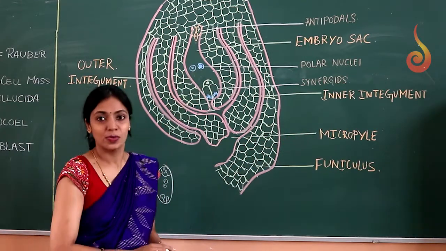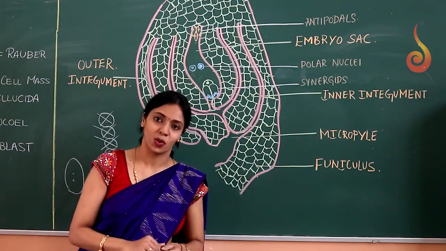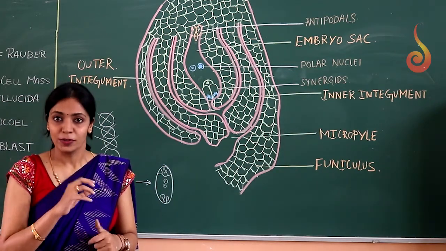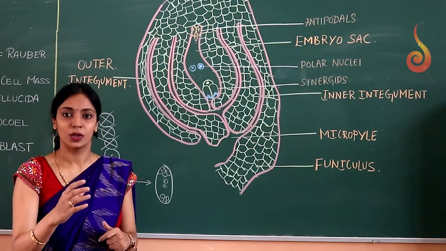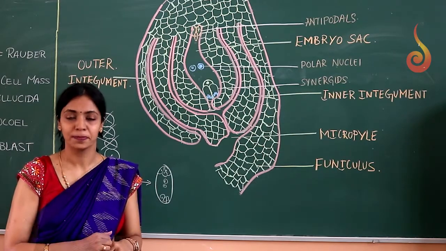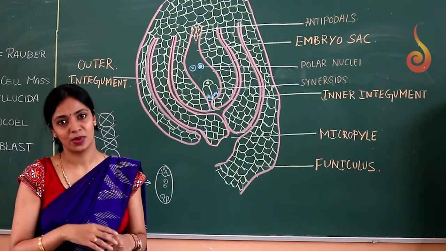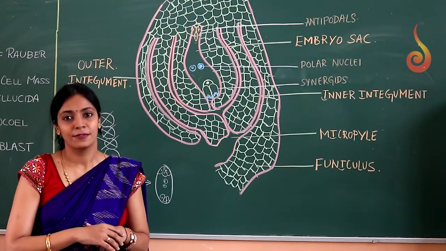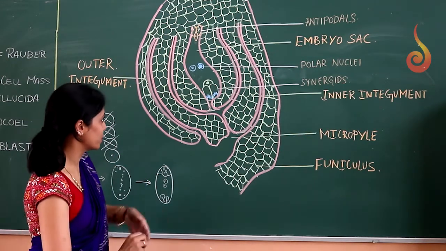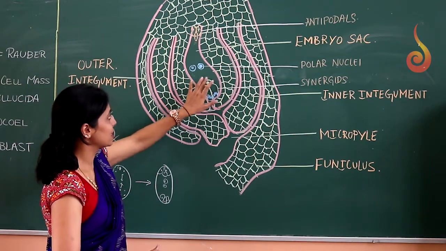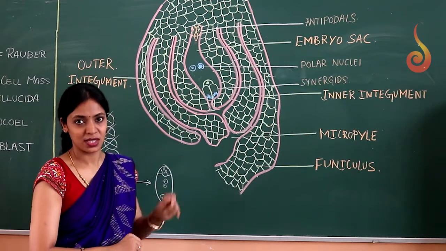Within the integuments, we have a homogeneous mass of tissue known as the nucellus. One of the cells from this nucellus will undergo meiotic division to form 4 haploid megaspores. So, one of these megaspores will eventually become the female gametophyte. The female gametophyte has 7 cells and 8 nuclei, as you can see here.